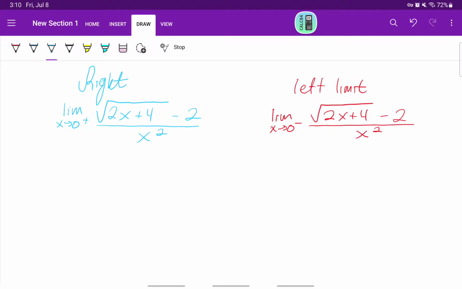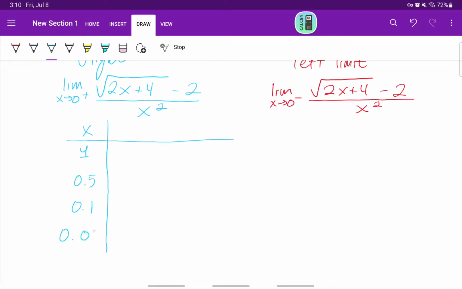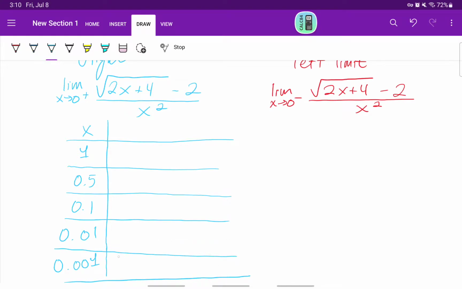So values that are approaching 0 from the right must be positive, but getting closer and closer and closer to 0. So we'll start off with 1, 0.5, 0.1, 0.01, and 0.001. And what we're going to do is plug these values into the function.